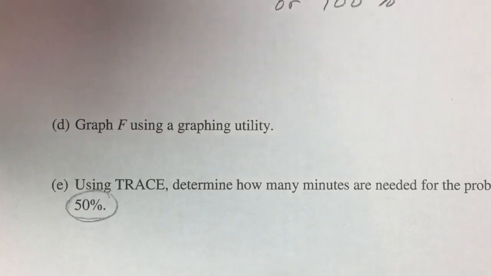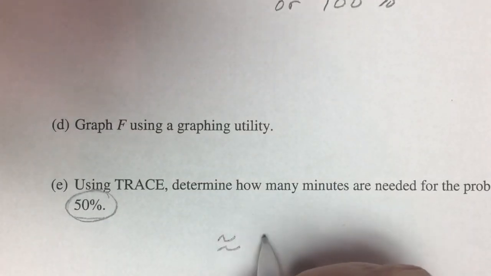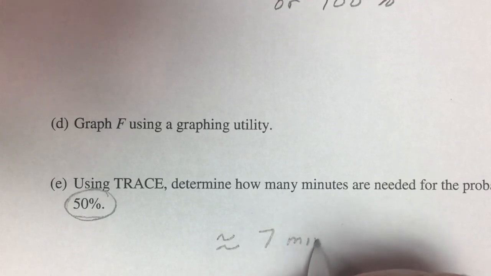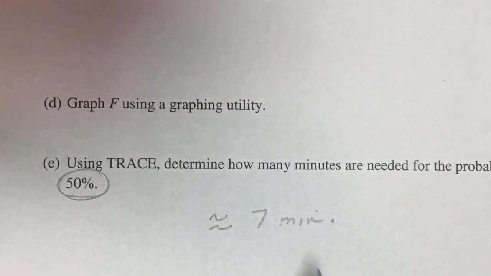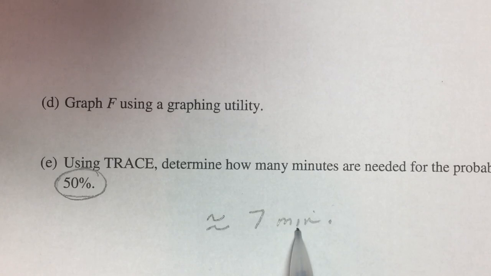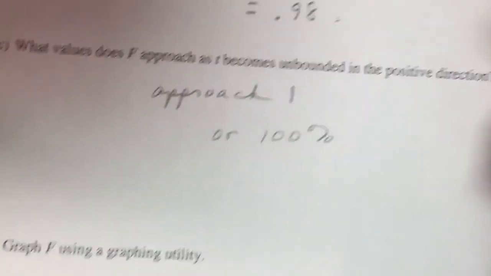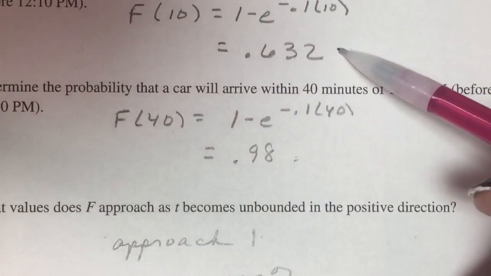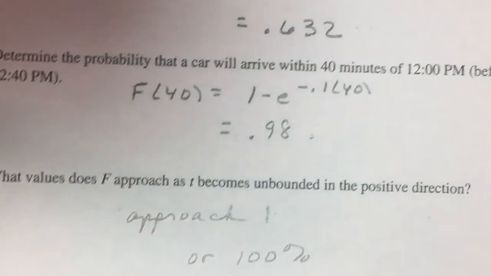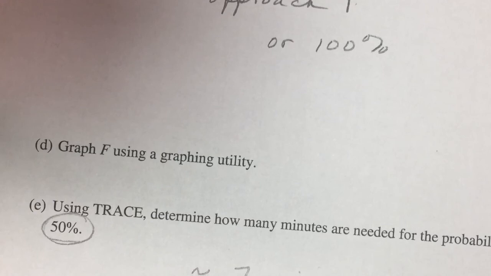And what should happen is you should get approximately 7 minutes. So there's a 50% chance that if the car is going to come during lunch, it's going to come in the first 7 minutes, which totally makes sense because don't forget it was 63% in the first 10 minutes. All right, I believe that is the end.